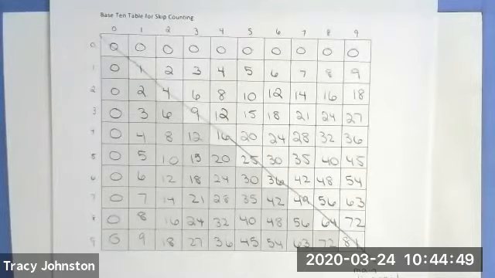So now your base 10 table for skip counting is completed. It should look like this with the numbers. And I want to point out various important features of this table.